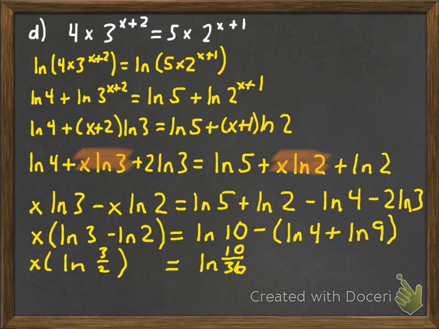Alright, we're finally at the part where we can get x by itself because it's easy to divide now. We'll have this logarithm divided by this logarithm. I'm going to write that as 5/18 by the way.